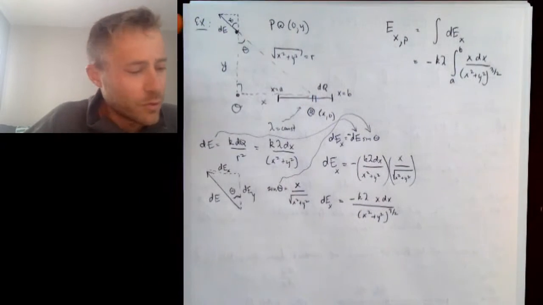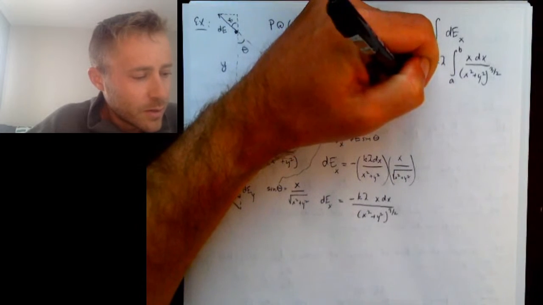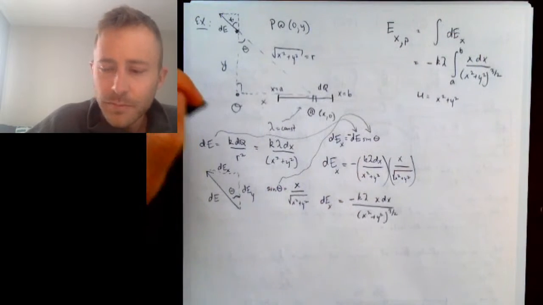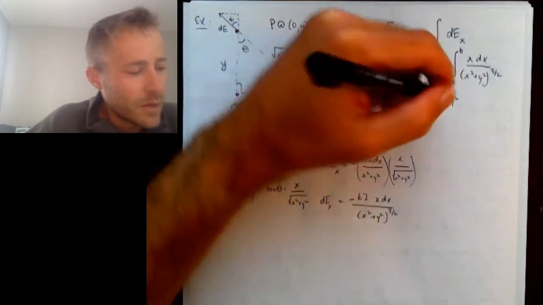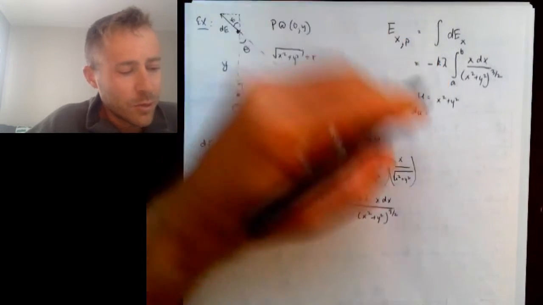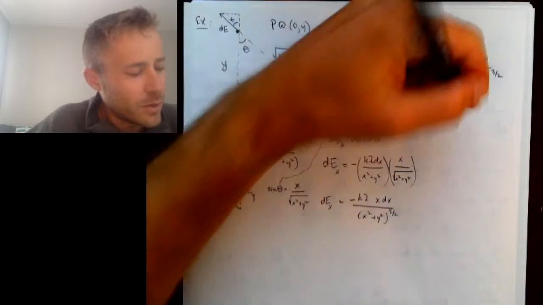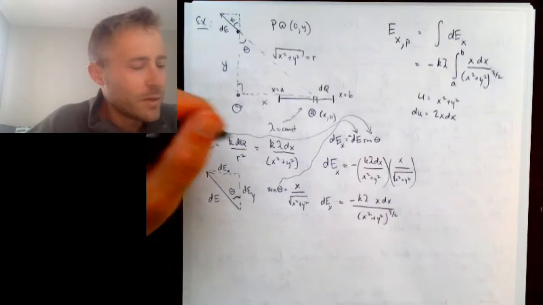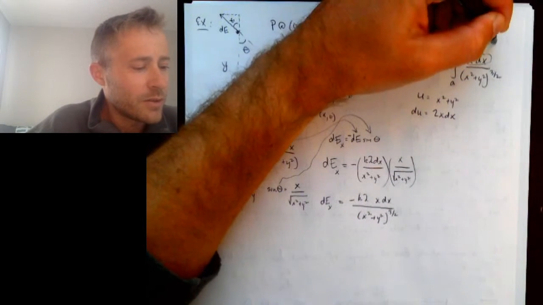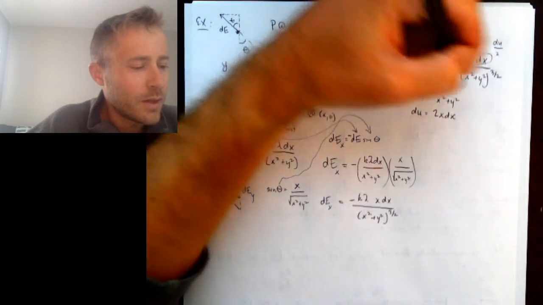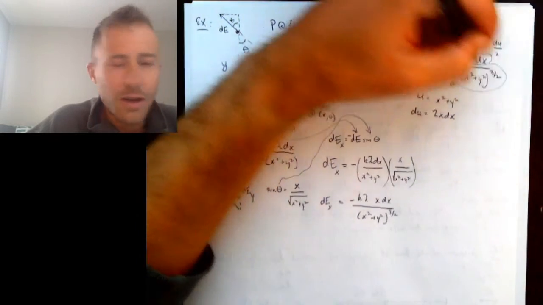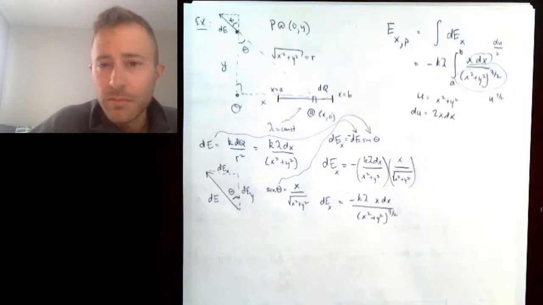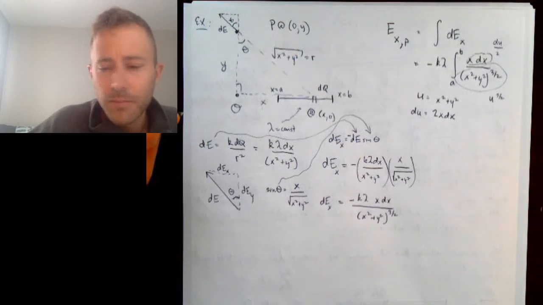This is a u substitution problem. So you're going to let u equal x squared plus y squared. And then du, so y is just a constant, so du is 2x dx. So if you can see, right here I have du over 2, and right here I have u to the 3/2. Okay?